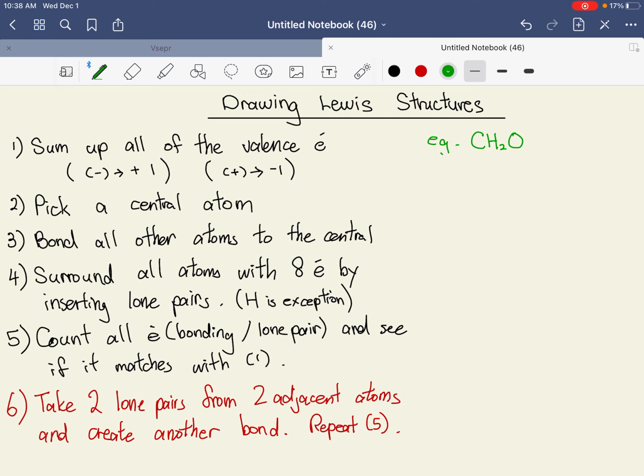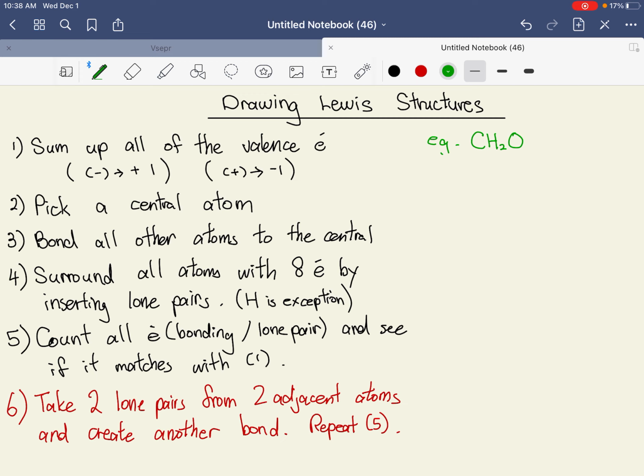CH2O. Okay? In case you're wondering what that is, this is called formaldehyde. Okay? This stuff is hype, man. It has the ability to preserve things. I mean, there's a lot of preservatives out there that have formaldehyde, so it keeps things from rotting, like dead meat. Anyway, enough of that.